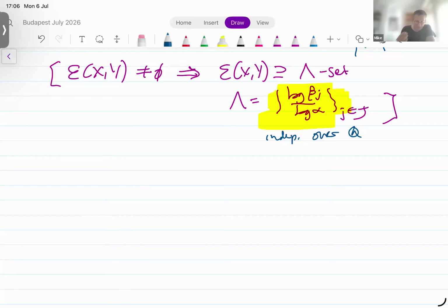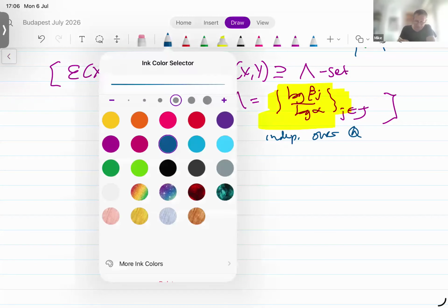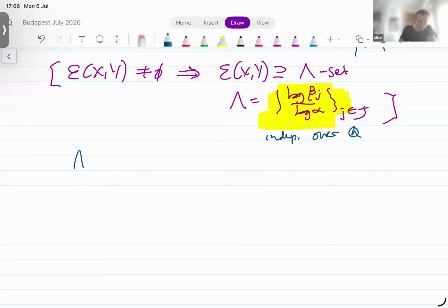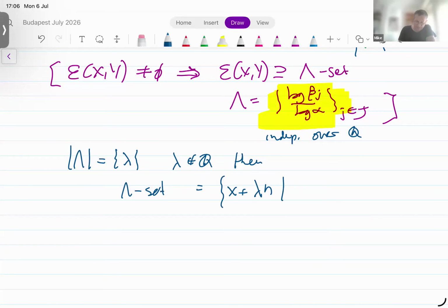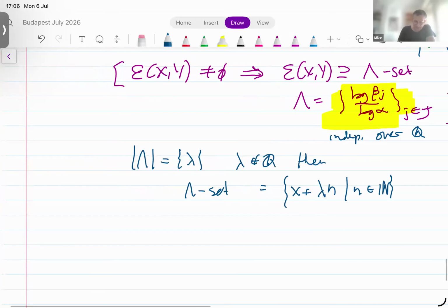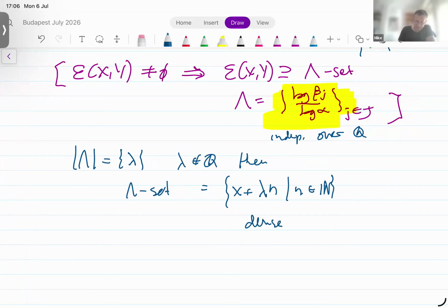Maybe I should say that the simplest case, maybe this is the first remark I should make, is that if lambda has just one element in it and lambda is irrational, then a lambda set simply has the form x plus lambda n for n in the integers, and this is of course dense in the torus. It's just an irrational orbit.